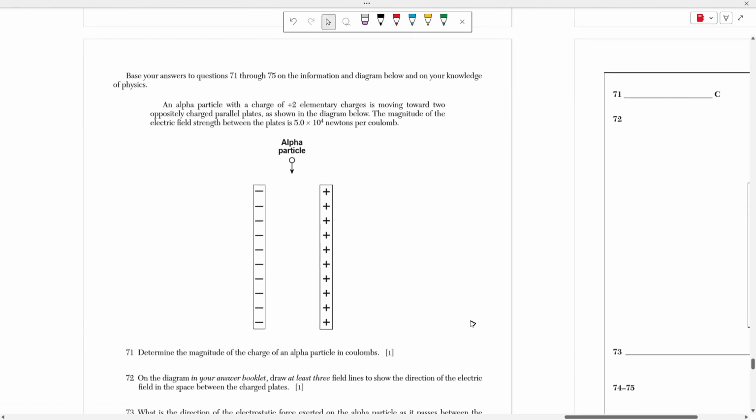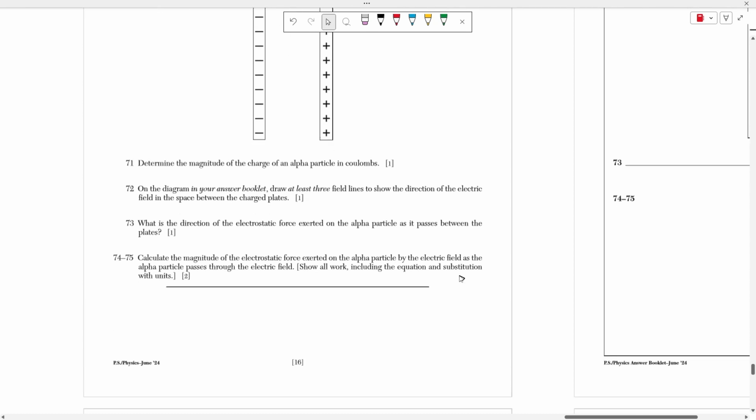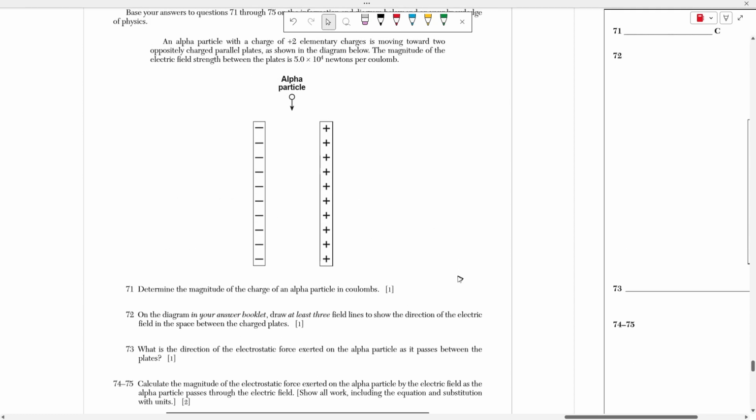So number 71 says that an alpha particle with a charge of +2 elementary charges is moving towards two oppositely charged parallel plates, as shown in the diagram below. The magnitude of the electric field strength between the plates is 5.0 times 10 to the power 4 newtons per coulomb. Determine the magnitude of the charge of the alpha particle in coulombs.